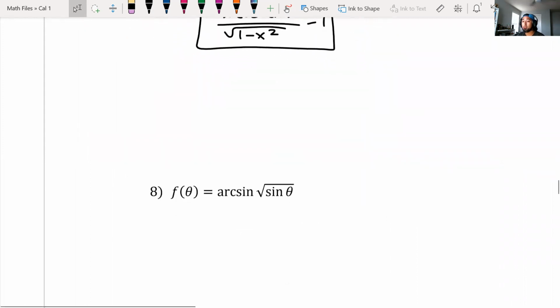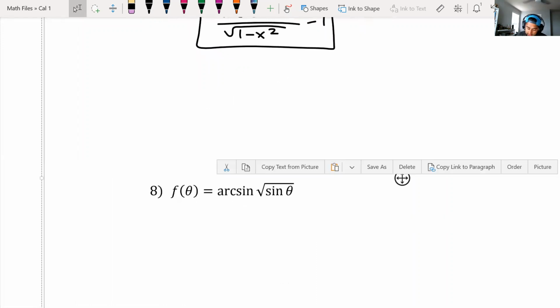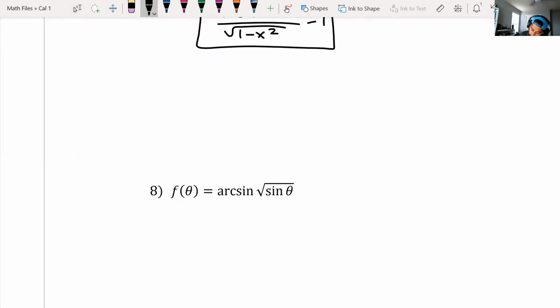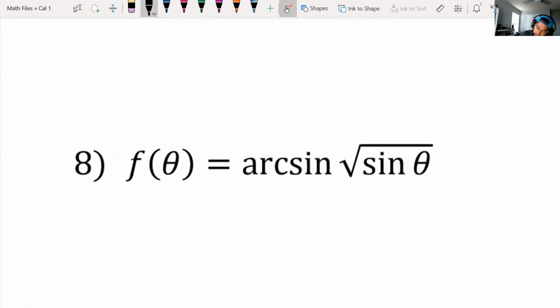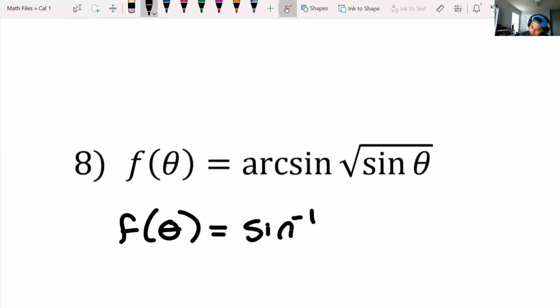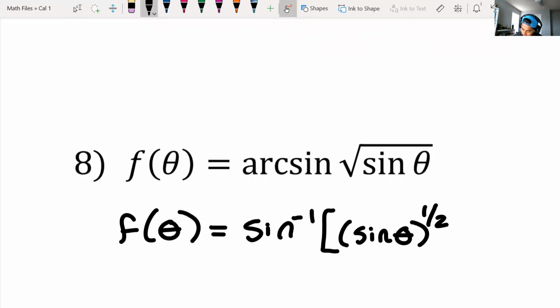Arc sine of the square root of sine theta. Ooh la la. So again, quick little rewrite. F of theta is going to be the inverse sine. I'm going to put a lovely little bracket here because you have the square root of sine theta. So this is going to be sine theta to the 1/2.